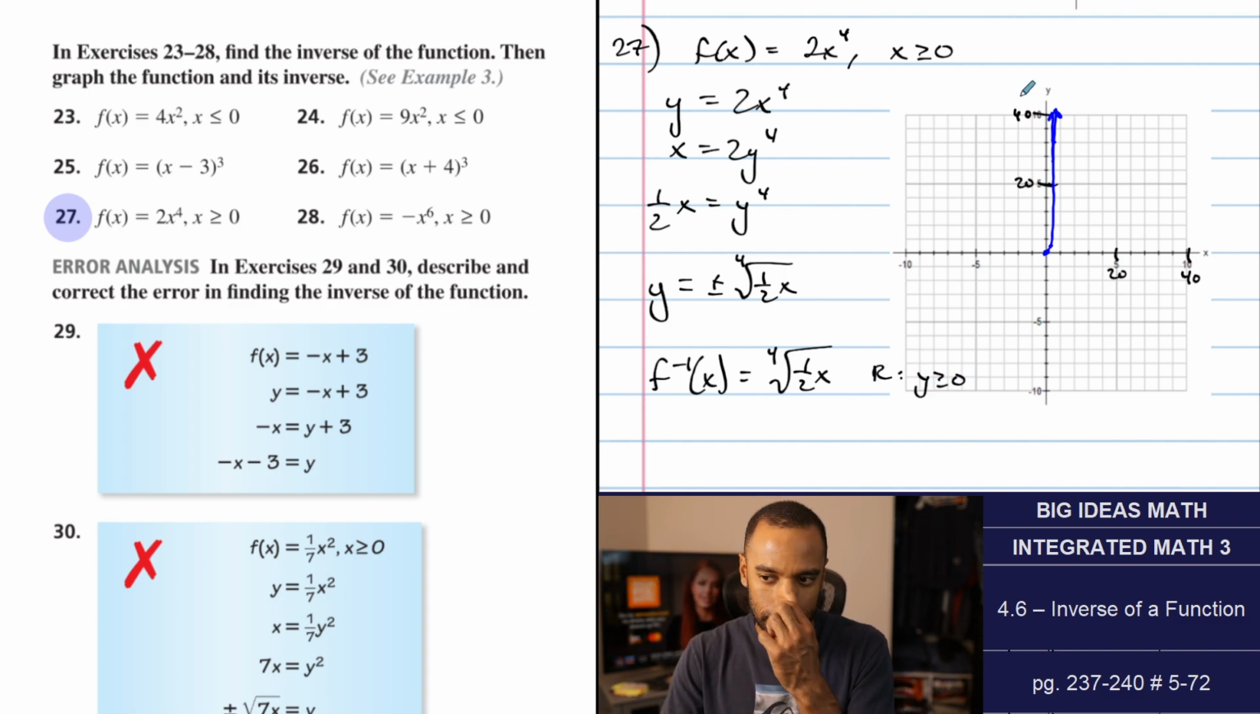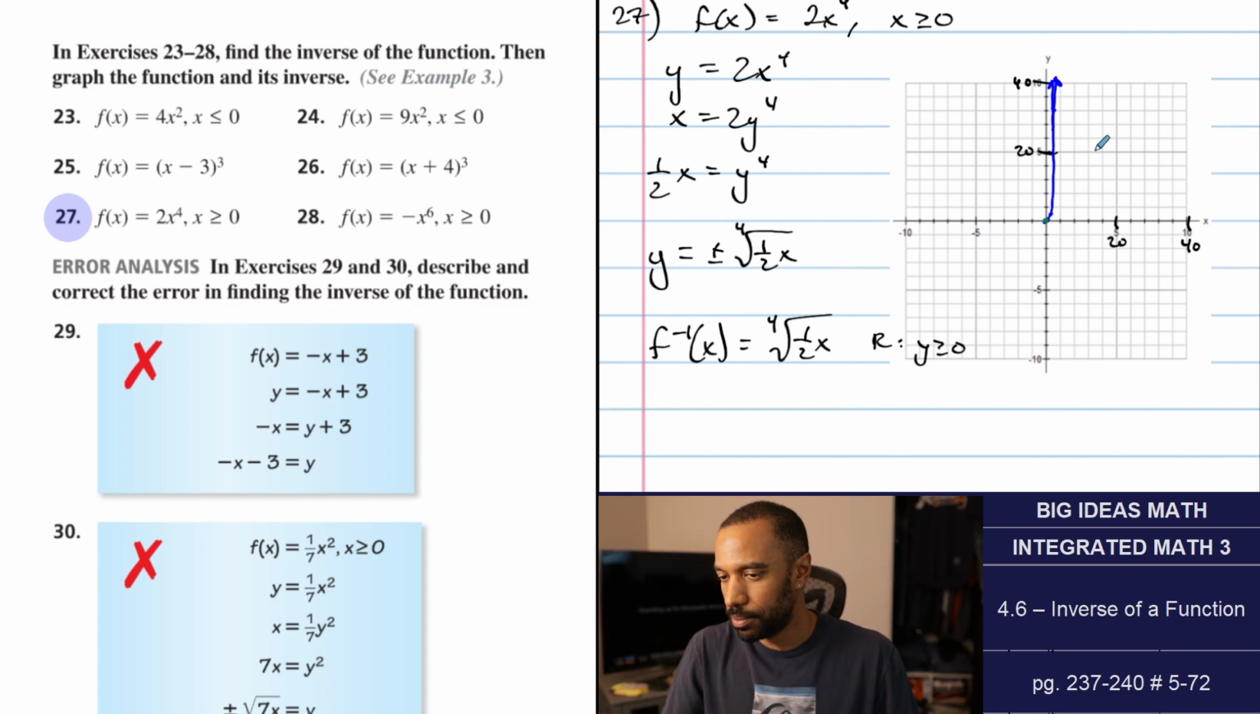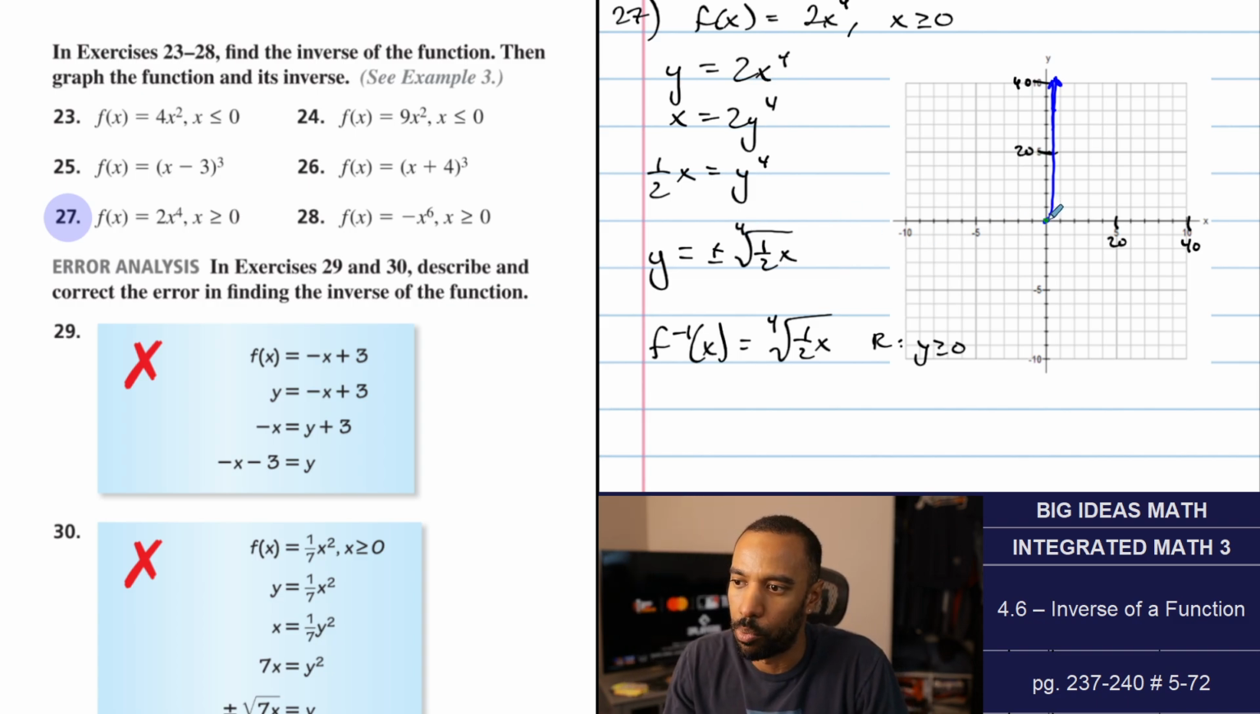So the positive fourth root of 1/2 x, instead of going over 1 to go up 1, we're going to double that, so we're going to go over 2 to go up 1. 2 is halfway to there. 1 is a quarter way up.